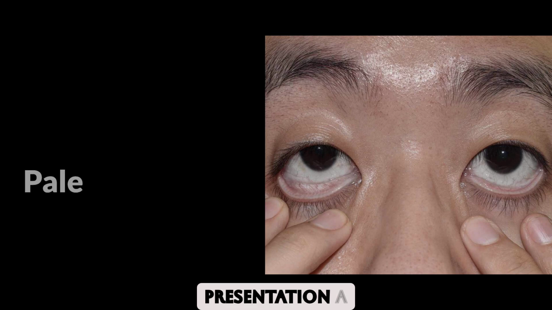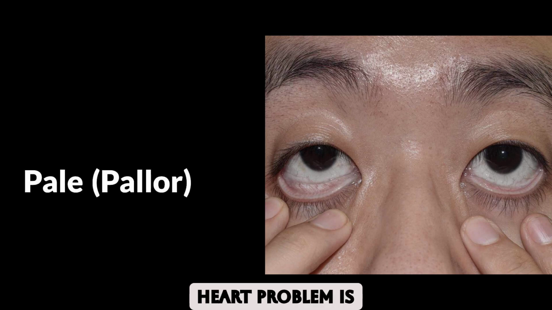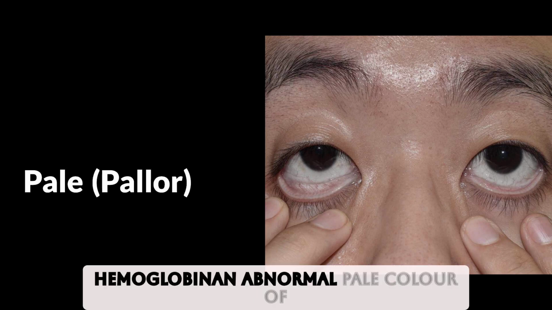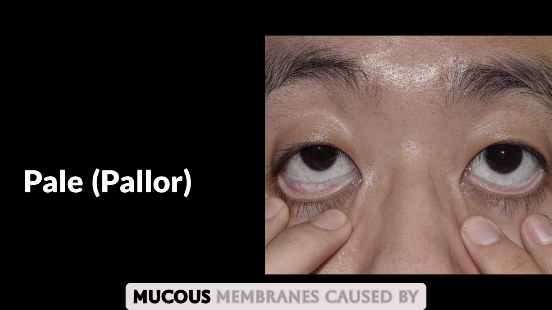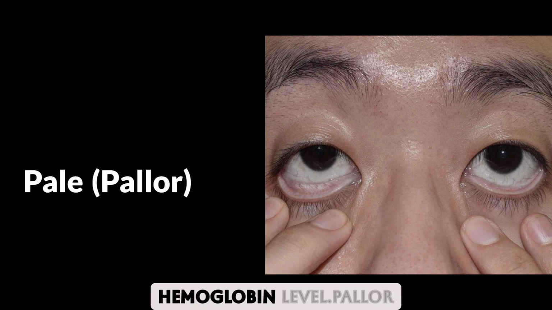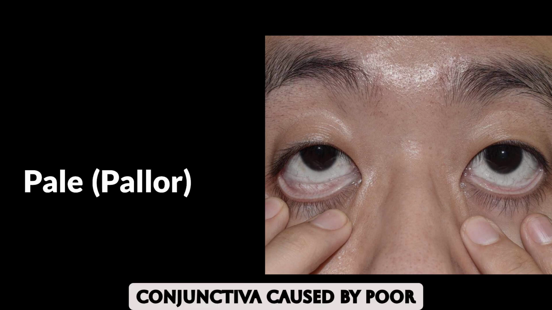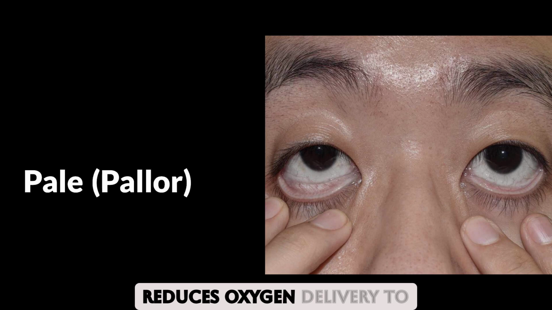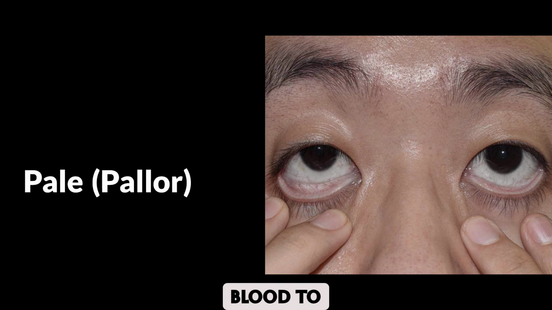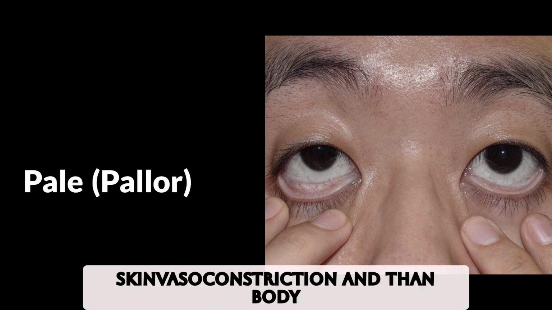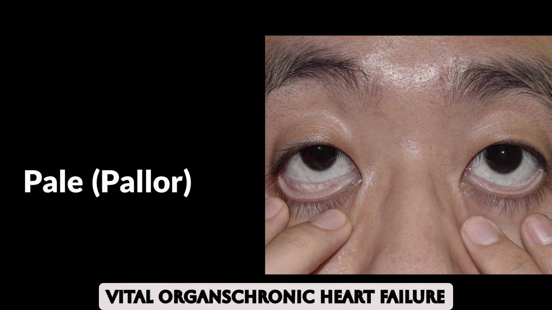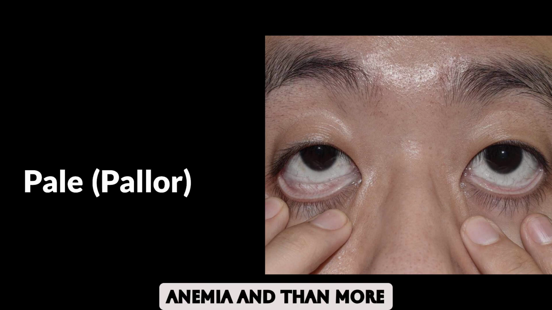Next clinical presentation of a heart problem is pallor. What is pallor? It is the lack of oxygen-saturated hemoglobin and abnormal pale color of the skin and mucous membranes, caused by reduced blood flow or reduced hemoglobin level. Pallor is paleness of the skin and conjunctiva, caused by poor circulation or low Hb, which reduces oxygen delivery to the tissues. Decreased cardiac output means less blood to the skin through vasoconstriction, as the body tries to maintain blood flow to vital organs. Chronic heart failure patients often have anemia and are then more pale.